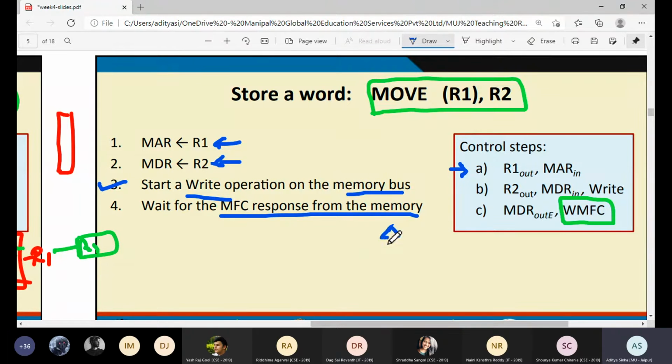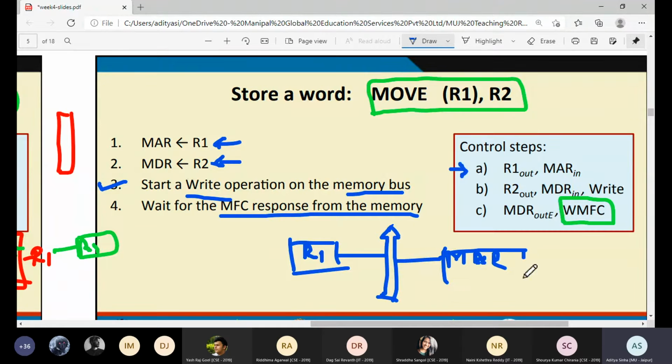Anyone? See, this is your R1 and this is your MAR. Input, output, input, output.